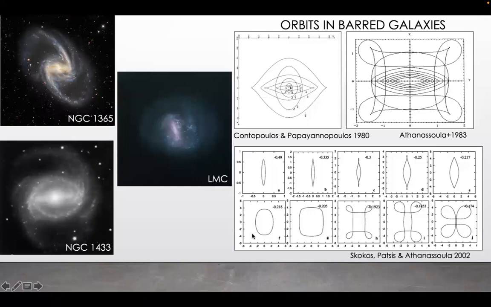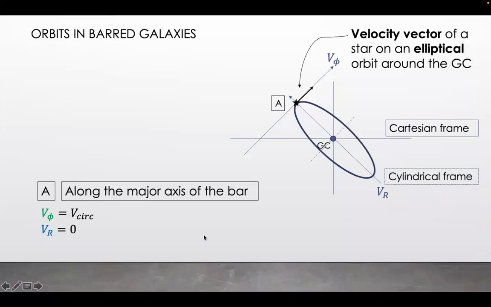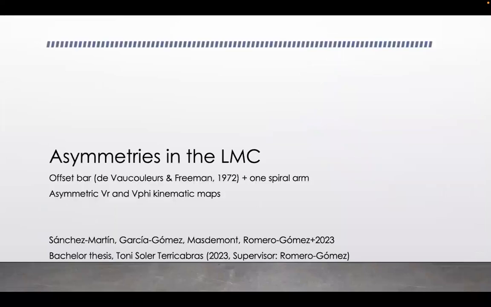We do not see, or it's not usual to have, a bar galaxy with only one bar. Okay, so let me go back to this motivation. We know that the bar of the LMC is offset and it only has one well-defined spiral arm. And these kinematic maps tell us that the quadrupole signature of the bar is asymmetric.